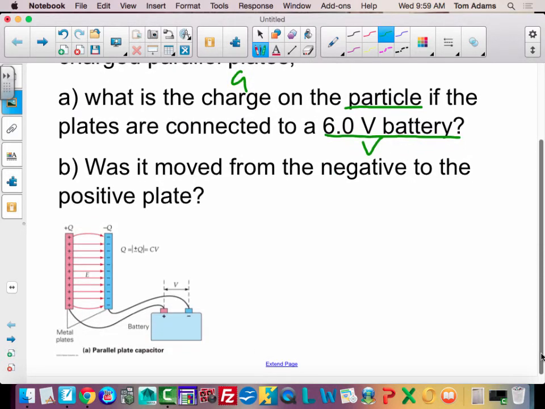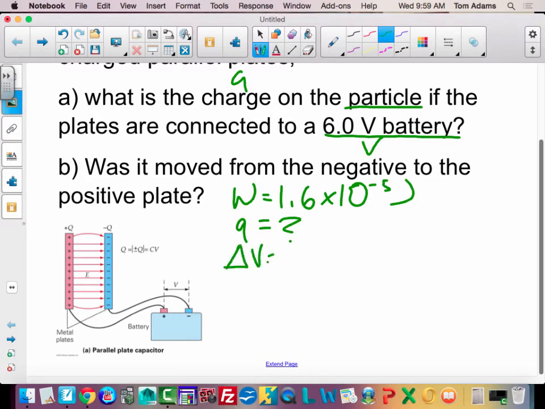So what do I have? I have work that is 1.6 times 10 to the negative 5th joules. I have a charge. I don't know what that is. And then I have a change in voltage. And the reason for that is, we can make the assumption that originally the particle may not have had a charge, because we're talking about putting a charge on it. So the change in voltage, whether it had a charge or not, or the voltage added to the system, will be 6 volts. So even if the particle had a charge, we applied 6 volts to it.